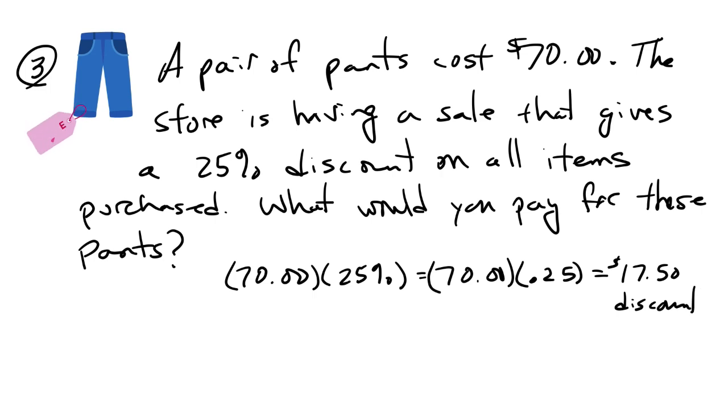This is how much they're going to take off the price of the pants. It's not what we pay for the pants. The business would go out of business if they were selling it for that, because I'm sure it costs them much more than that. So we have to take the $70 and subtract the discount. And when we take 70 minus 17.50, we get 52.50.